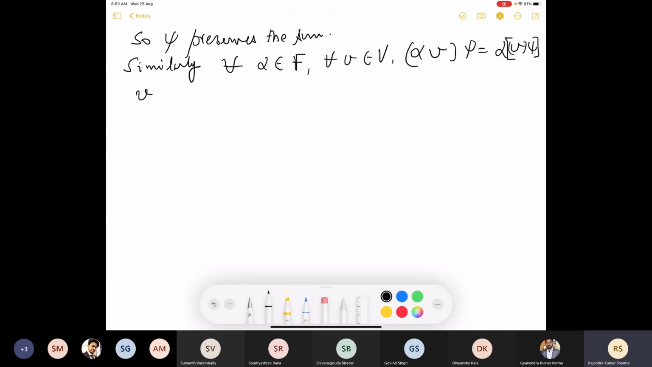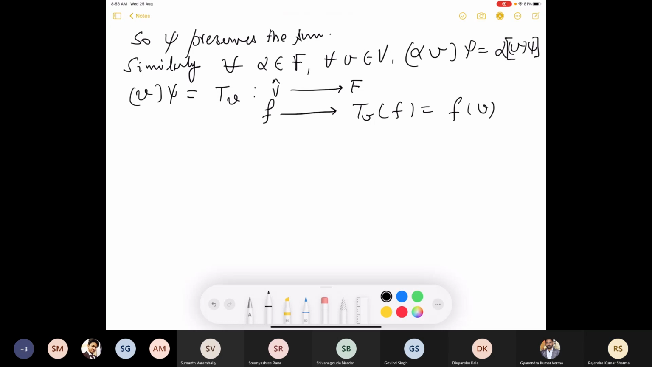So recall that this V psi is the map TV, a map from V hat to F, and TV of f is defined as f of V, where f is from V hat. So alpha V under psi is T of alpha V.